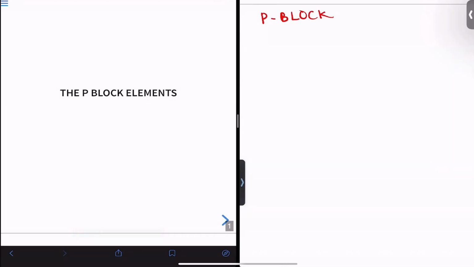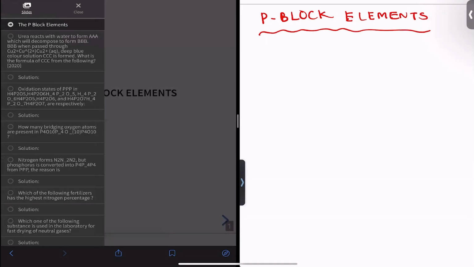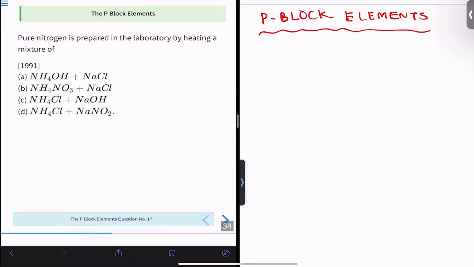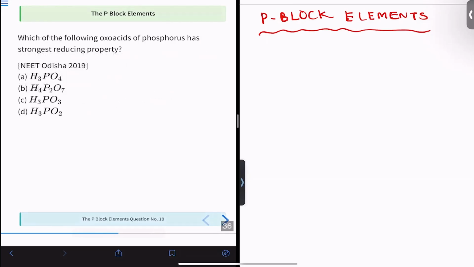P block elements. Yesterday we discussed around 17 questions, so today I'm going to the 18th question. This was our last question yesterday. Question number 18 says, which of the following oxoacids of phosphorus has the strongest reducing property?